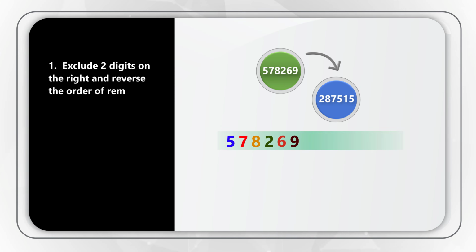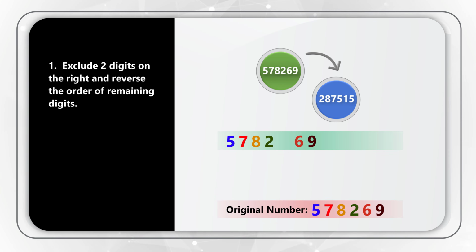Step 1. We need to exclude 2 digits on the right and reverse the order of the remaining digits. For example, the original number is 5782 and then 2 digits 69. We separate 69 and then reverse the order and the number becomes 2875, and then we do remaining calculations with the numbers 6 and 9. And the calculations are very simple.